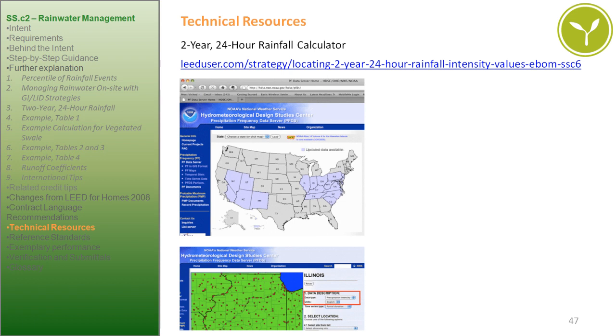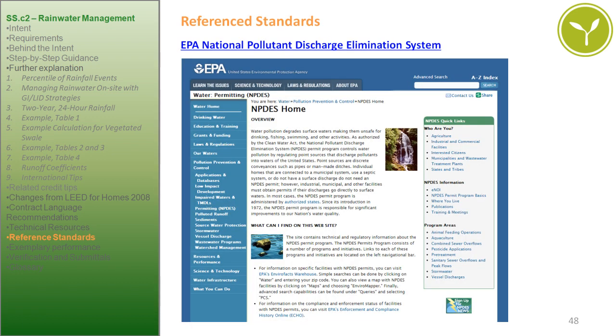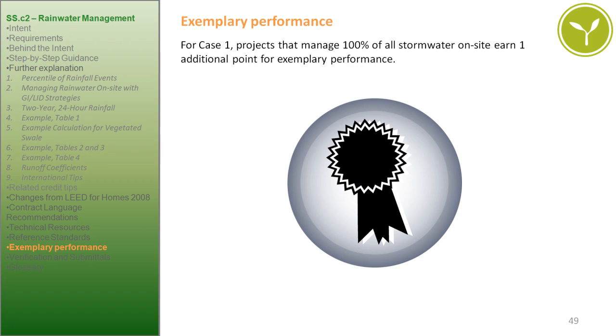Technical resources, 2-year 24-hour rainfall calculator. You can find this one at leaduser.com/strategy/locating 2-year 24-hour rainfall intensity values EBOM SS C6. Reference standards: EPA National Pollutant Discharge Elimination System. Exemplary performance: for case 1, projects that manage 100% of all stormwater on site earn 1 additional point for exemplary performance.